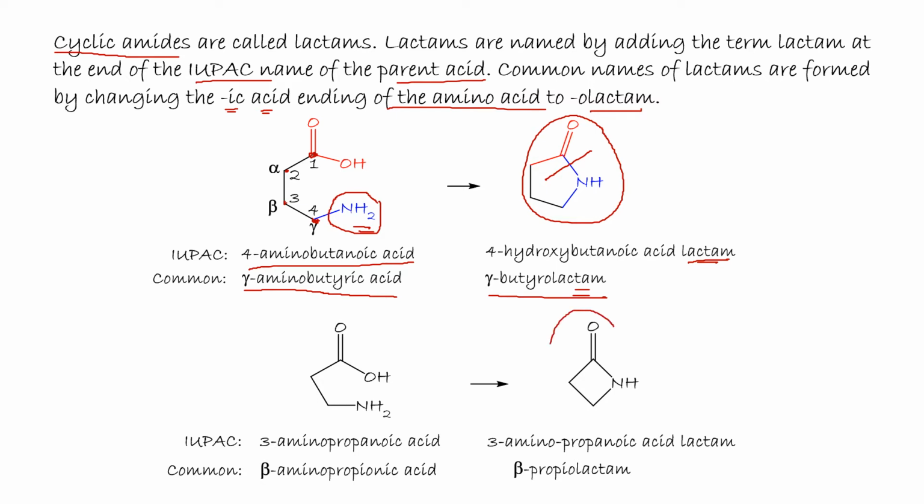Here, this cyclic amide again comes from a carboxylic acid, 2, 3 carbons, and NH2. That's 1, 2, 3. So the name of this acid is 3-aminopropanoic acid. The IUPAC name for the cyclic lactam will be 3-aminopropanoic acid lactam. Common name for this acid, beta-aminopropionic acid.